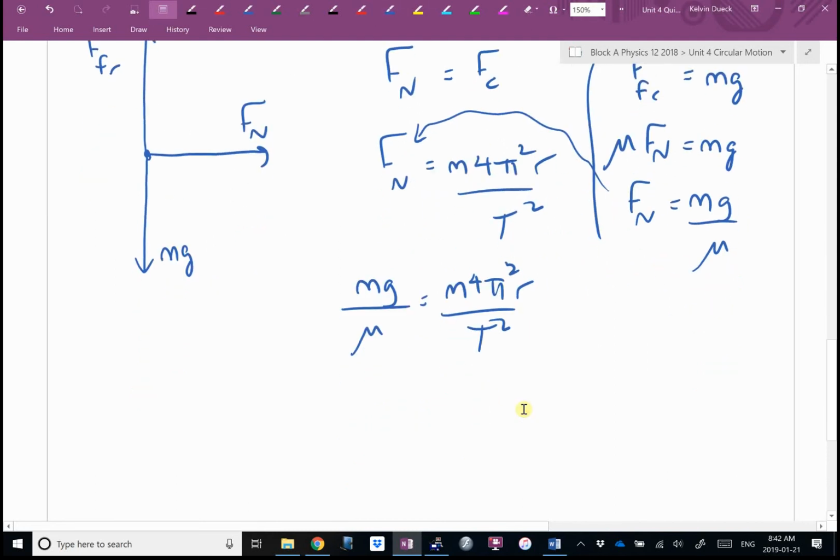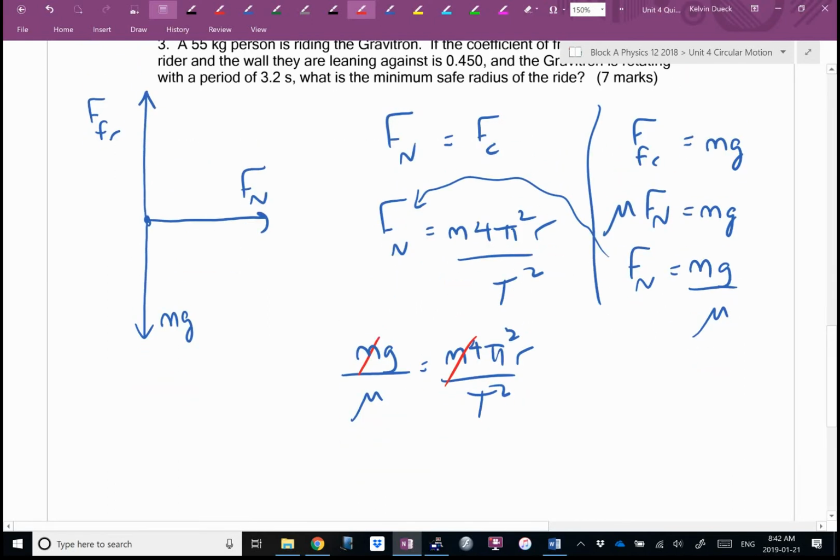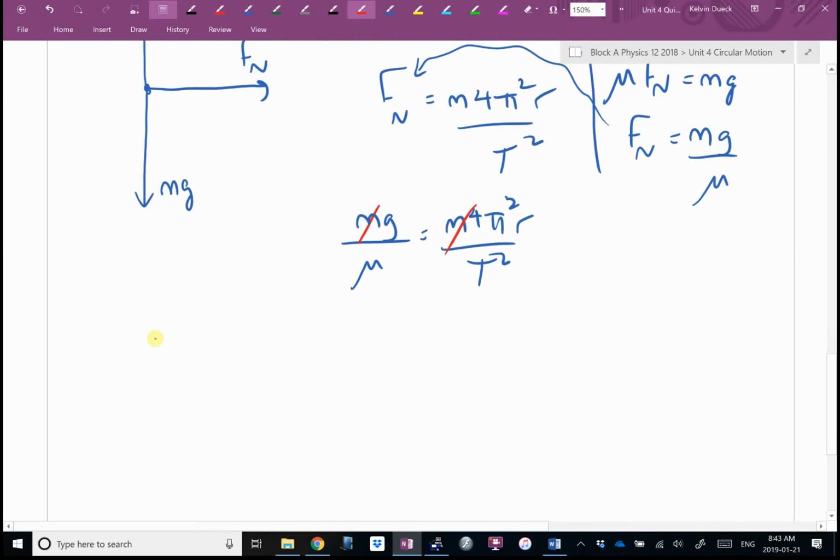Johnny, can little kids and grown-ups go on this ride? Yes. Why? Well, that's kind of cool. What did they ask me to find? Minimum safe radius. Divide by 4 pi squared and times the t squared, I think. So the minimum safe radius, if you were designing this ride, would be g t squared over 4 pi squared mu. I think, is that right, folks? I'm seeing people nodding.